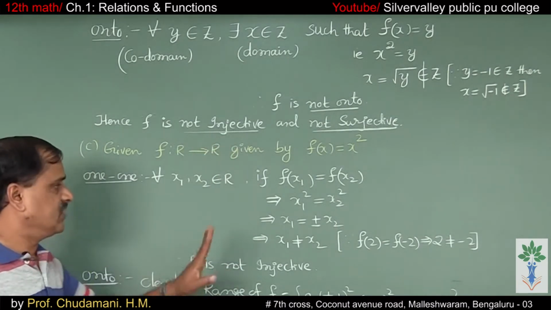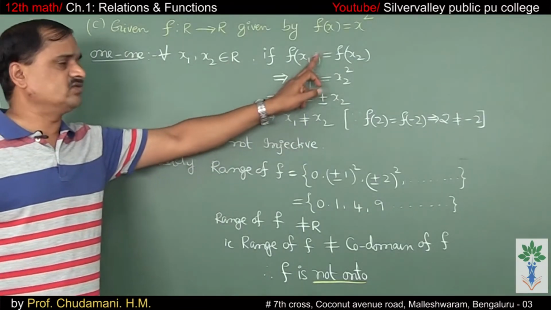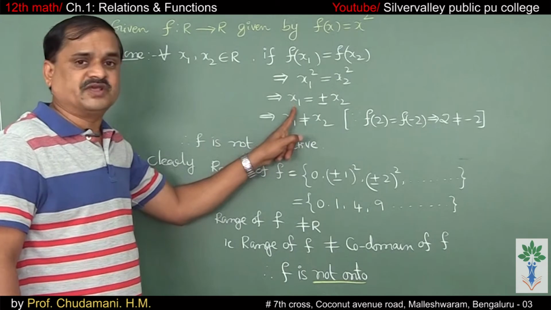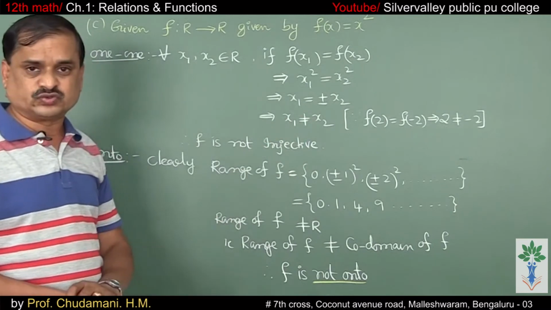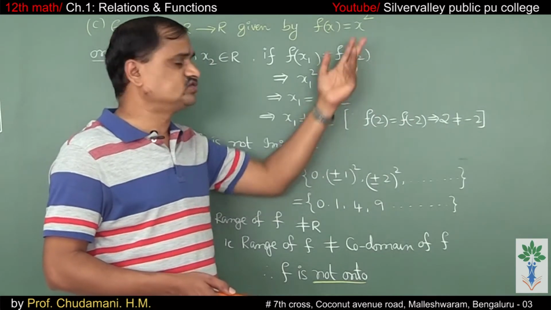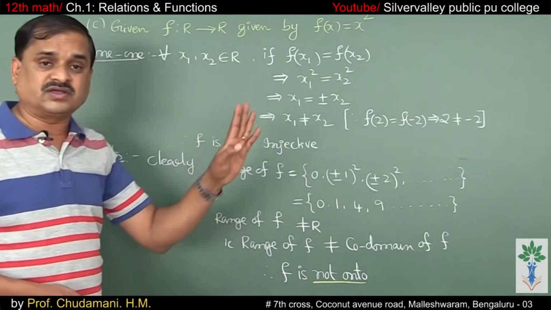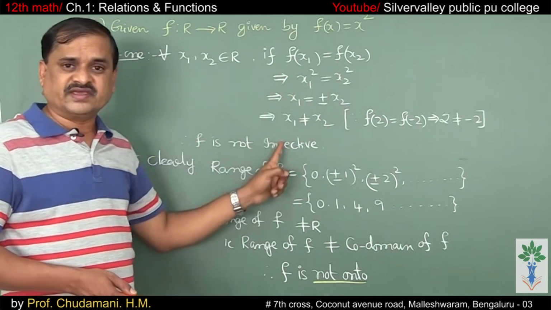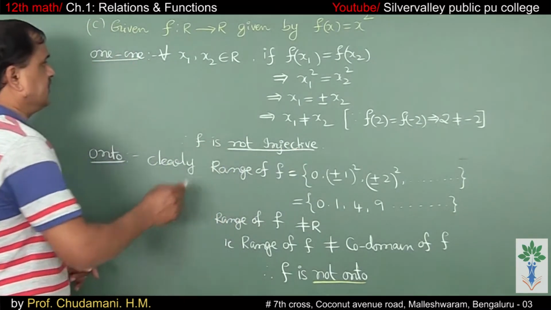If it is real numbers, look at this. For all x1 and x2 belonging to the reals, f of x1 equals f of x2 implies x1 square equals x2 square. This implies x1 equals plus or minus x2. I mean x1 cannot be equal to x2. For example, f of 2 is 4, f of minus 2, minus 2 square is also 4. Both are equal to 4, but 2 and minus 2 are not equal. So x1 not equal to x2. In spite of f of x1 equals f of x2, x1 is not equal to x2. So that means f is not injective.